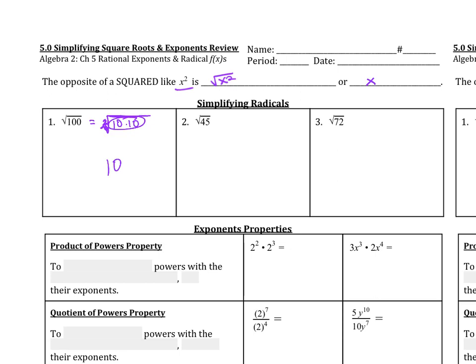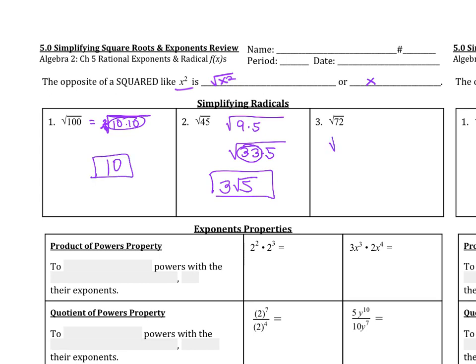Number 2, we have the square root of 45, so we can break that down. So that's 9 times 5, and then that's 3 times 3 times 5. And so that pair comes out as perfect. That comes out as a 3. 5 stays inside, so this is 3 root 5.